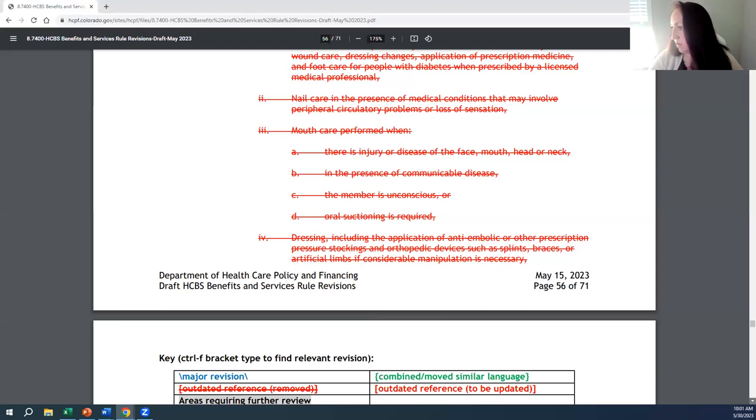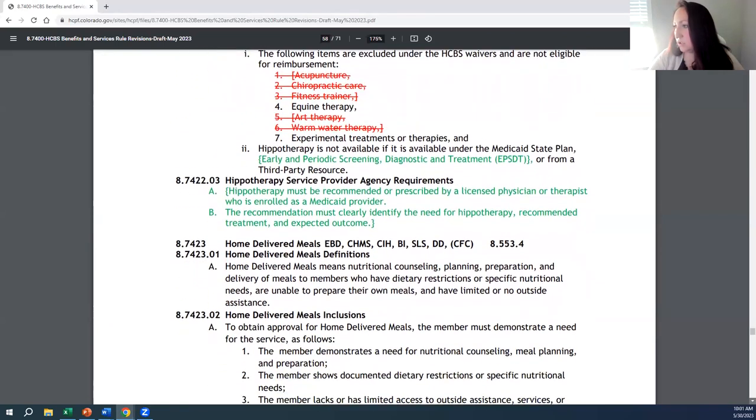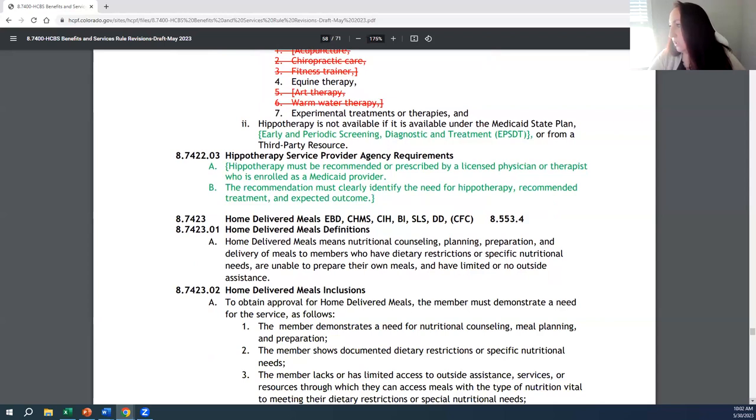Okay. Looks like we have a lot of redlining that we can jump through. And under HIPAA therapy is not available if it is available under the Medicaid state plan, early and periodic screening, diagnostic and treatment, EPSDT, or from a third party resource. HIPAA therapy service provider agency requirements. A, HIPAA therapy must be recommended or prescribed by a licensed physician or therapist who is enrolled in a Medicaid provider. B, the recommendations must clearly identify the need for HIPAA therapy, recommended treatment, and expected outcome.